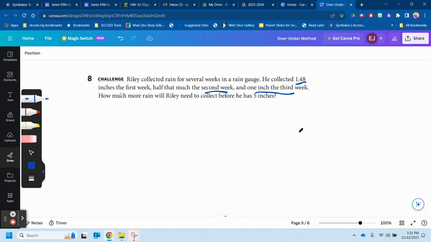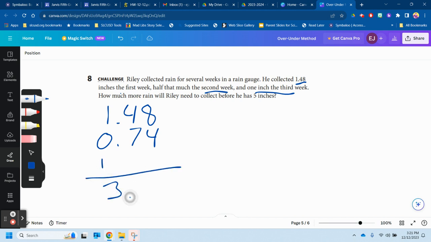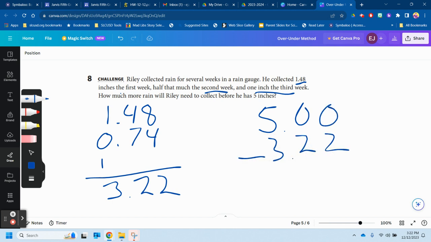So we have 1 and 48 hundredths. Half of that, well, half of 14 is 7, half of 8 is 4, so 74 hundredths. And then 1 inch here. And that's going to give me 3 and 22 hundredths. Okay, so how much more rain does he need before he collects 5 inches? To find that, I'm going to go 5.00 minus 3 and 22 hundredths.